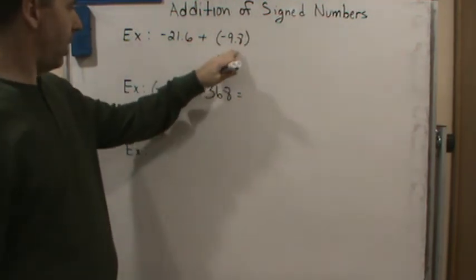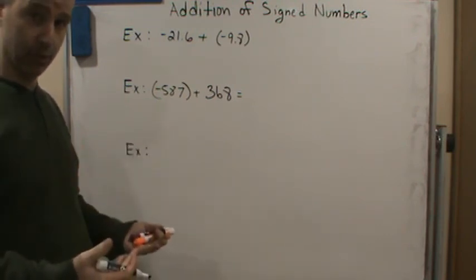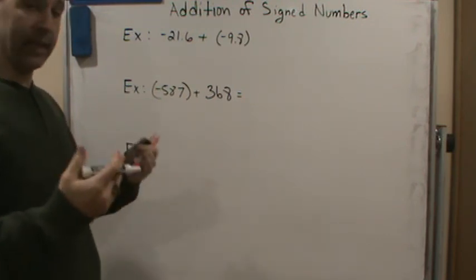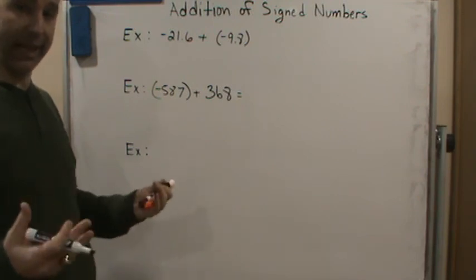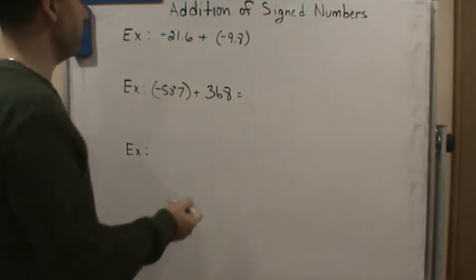So notice that these are the same sign. So what are we going to do? We're going to add their values in absolute, right? Their absolute values, and then keep the sign of the numbers, which is negative. So we know that the answer is going to be negative. All we have to do is just add them, right?